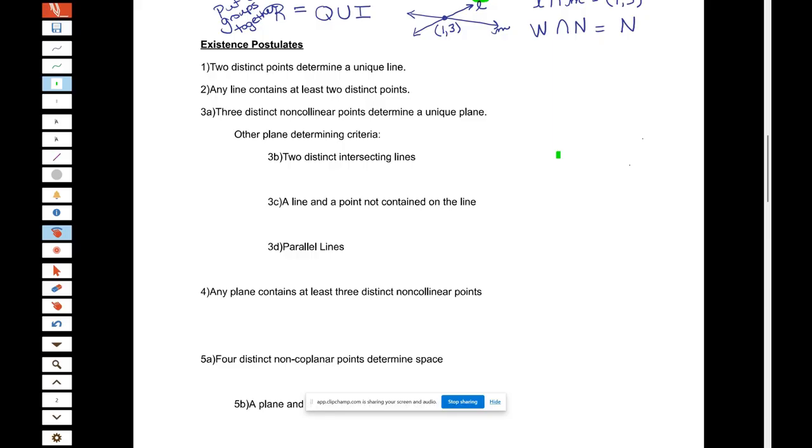Now we are going to go over the existence postulates. There are two types of postulates we're going to cover: existence postulates and intersection postulates.